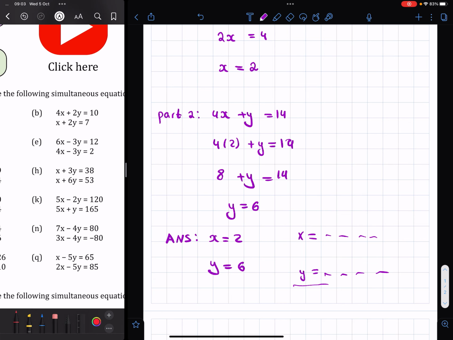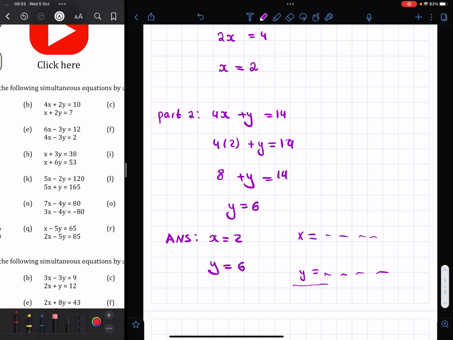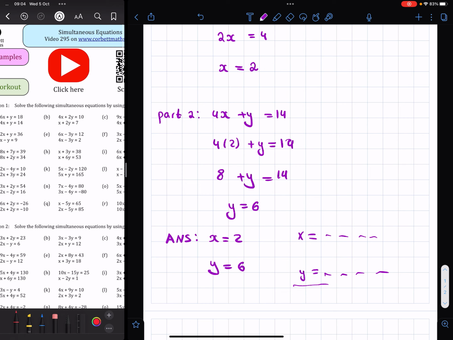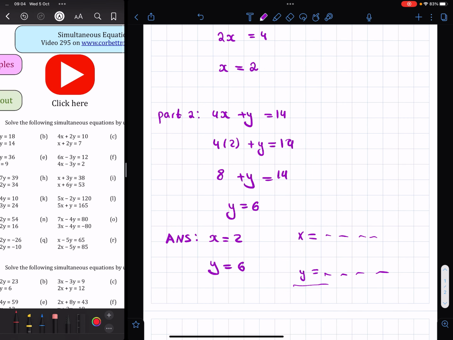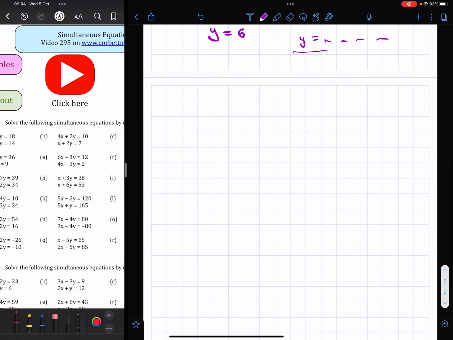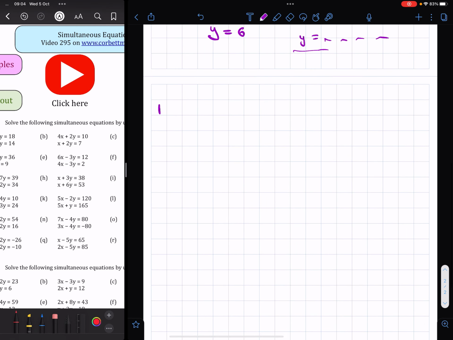I'm going to do question 2. Guys, I'm going to do question 1b actually. Question 1b, which is 4x plus 2y equals what? 10. And then x plus 2y equals what? 7. So which variable are we going to eliminate?